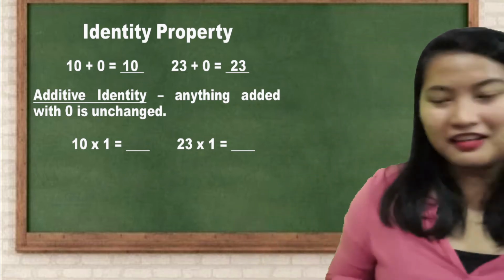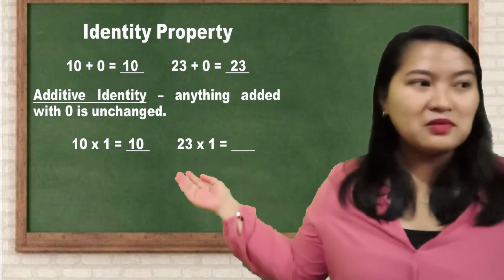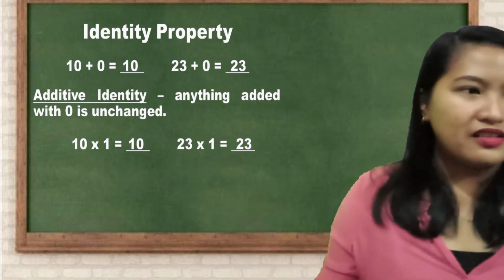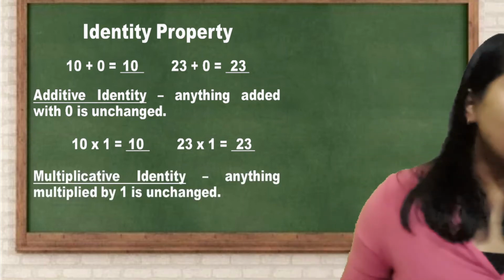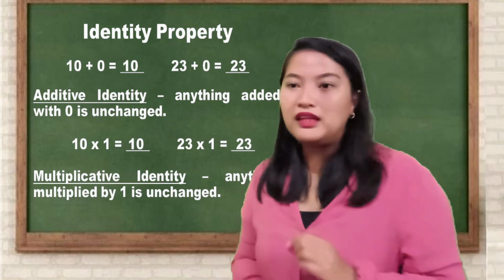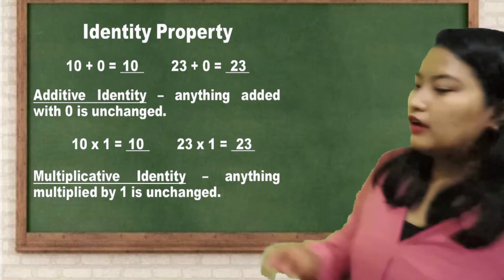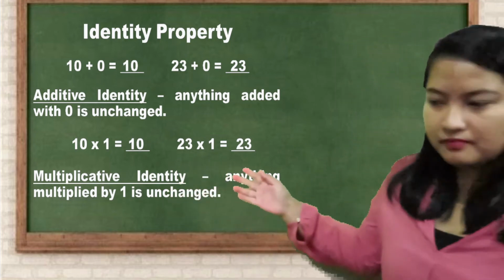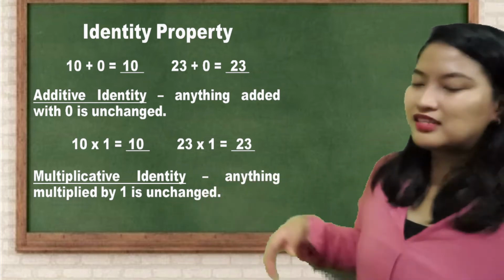Very good. Is it too easy, right? Okay. We have 10 times 1 is equal to 10 and also 23 times 1 is equal to 23. So what do we call it? Very good class. It is multiplicative identity because we have used multiplication as our operation. So everybody read, what is multiplicative identity? That's right. Anything that we have multiplied by 1 is unchanged.